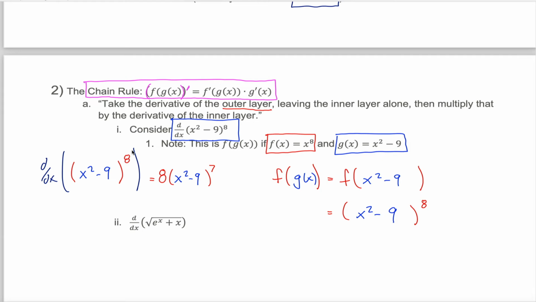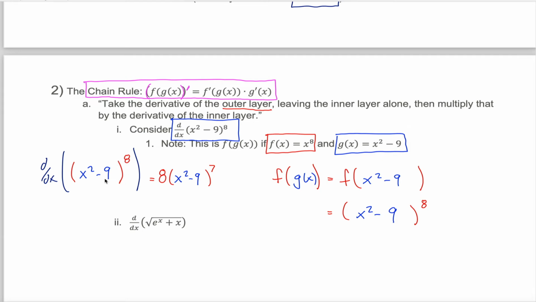What a lot of students do is they take the derivative of the red stuff, 8 and 7 up here, and then they take the derivative of the blue stuff also and write 2x in here. Don't do that. We don't want f prime of g prime of x. We want f prime of g of x. Take the derivative of the red, not the blue. Leave the blue alone. You're like, whoa, you never take the derivative of the blue? No, you absolutely do, but not until this next step. Not until we multiply by g prime of x.